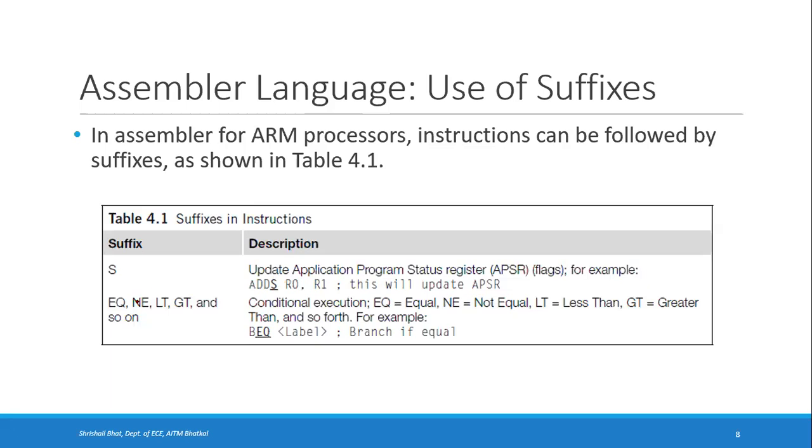Apart from this, we also have some suffixes, some 15 different suffixes. We are going to see them later. Some are defined here, like EQ stands for equal, NE stands for not equal, LT stands for less than, GT stands for greater than. They are used in conditional instructions for conditional execution.